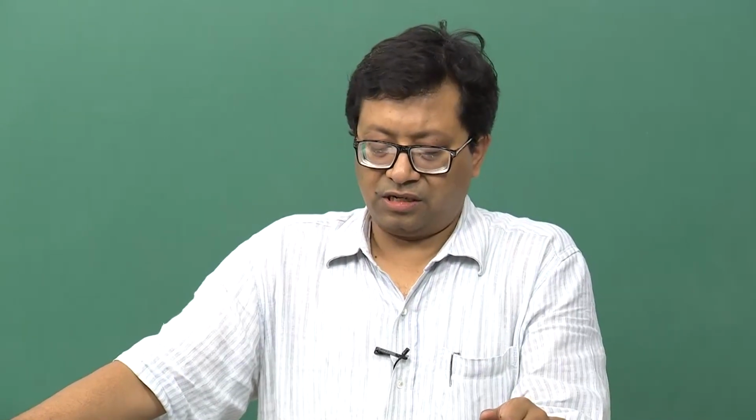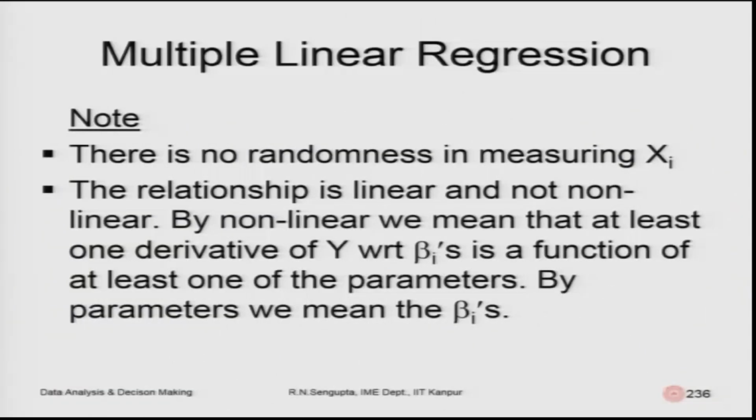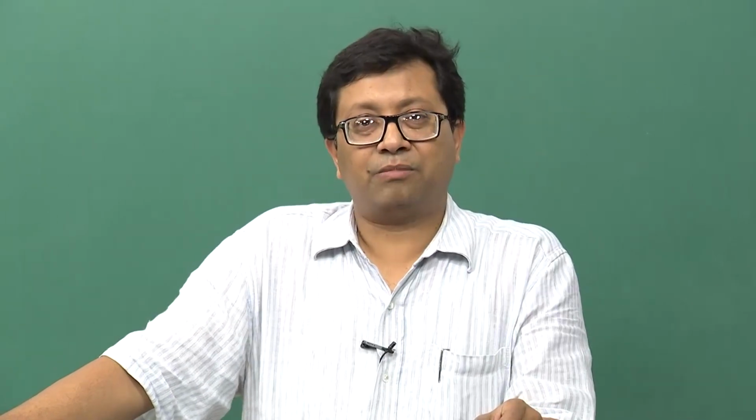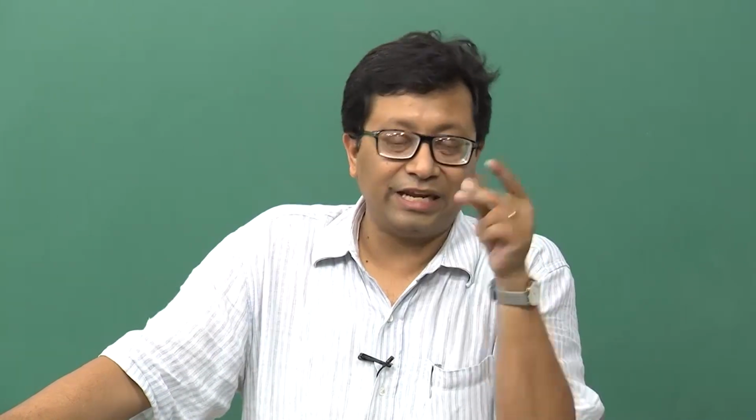In multiple linear regression, there would not be any randomness in measuring x. The x's are those variables which will be utilized, and they are the independent variables. So we consider there is no randomness in measuring the xi's. Consider there are x1, x2, x3, x4 till xk such variables. The relationship is linear and not non-linear. As the word is multiple linear regression, we consider the relationship between the x's, the independent variables, and their effect on the dependent variable, mentioned as y, to be linear in structure.